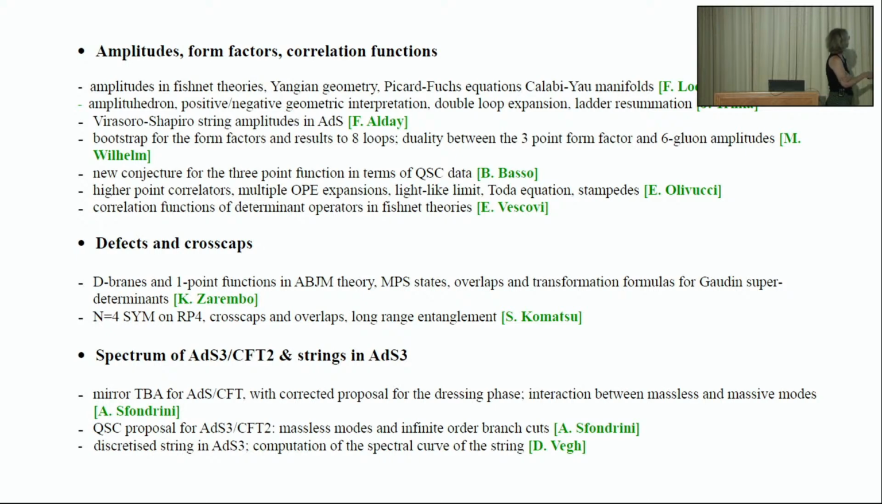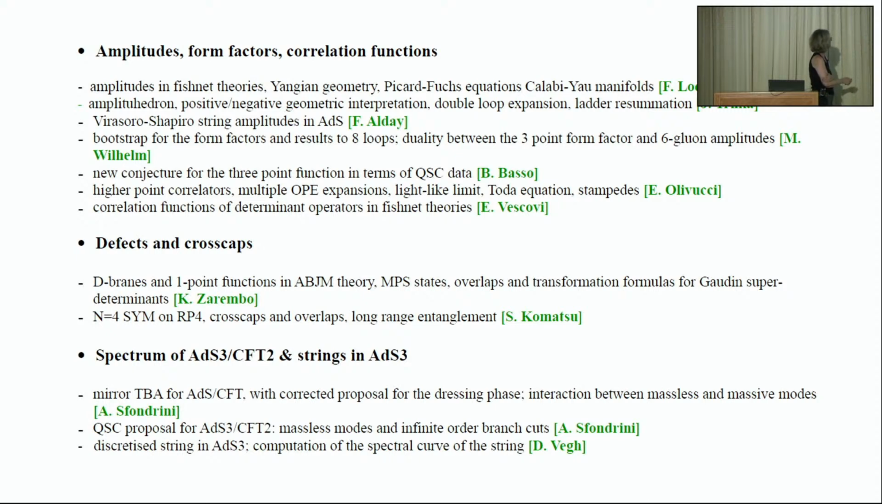We have seen very interesting new contributions about amplitudes in fishnet theories, connections to Calabi-Yau manifolds, and another connection to string theory through these objects. This was presented by Florian. We have seen some nice advances in the resummation of amplitudes in the talk of Jaroslav Trnka. New results on Virasoro-Shapiro string amplitudes in AdS space by Fernando Alday.